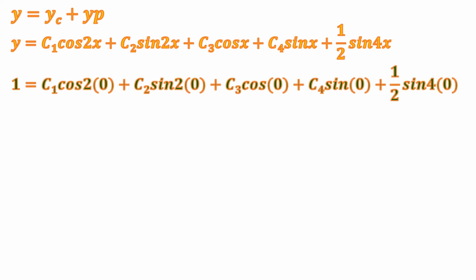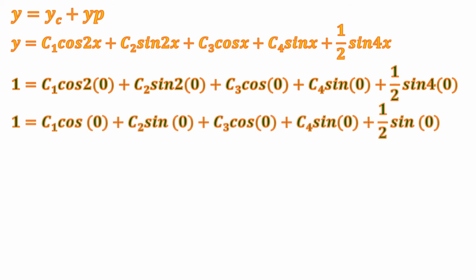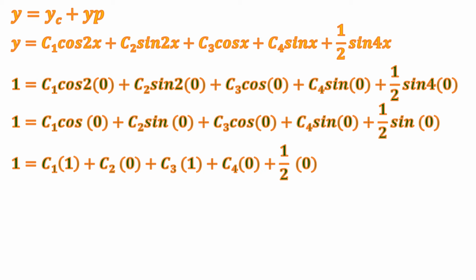And we are going to substitute based on the given initial values. The initial values given state that if x is 0, y is 1. So we substitute there, and then we multiply 2 times 0, which is 0, and also 4 times 0 is 0. Then we get the cosine of 0, which is 1. Also sine of 0 is 0. Then all those multiplied by 0 will be gone, so what's left is c1 and c3.